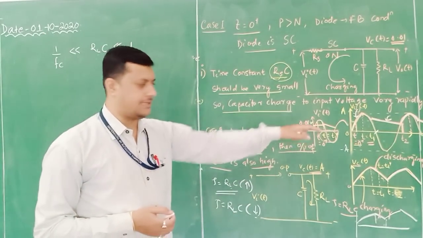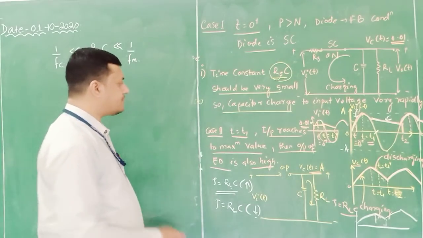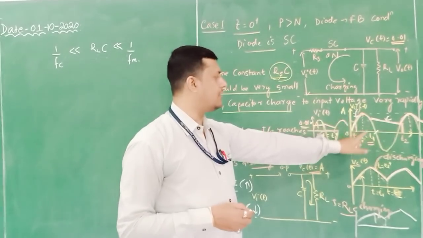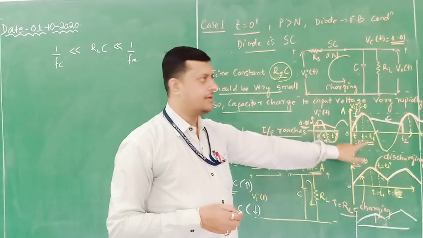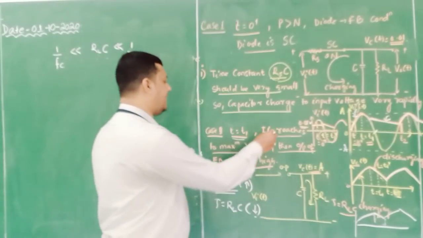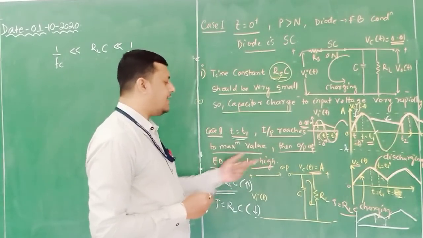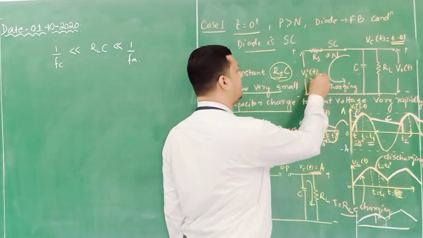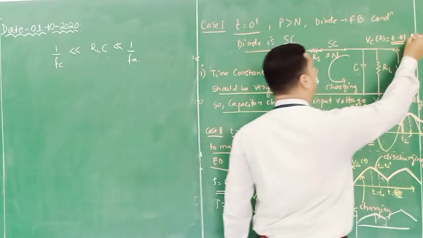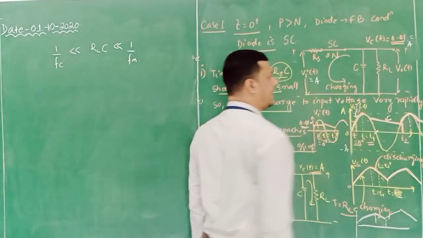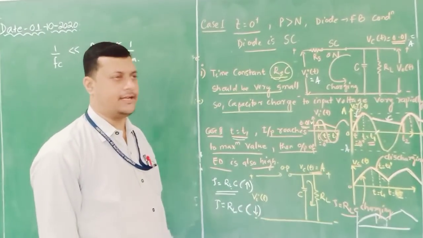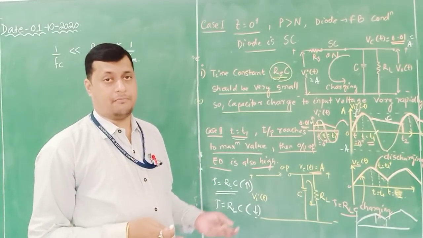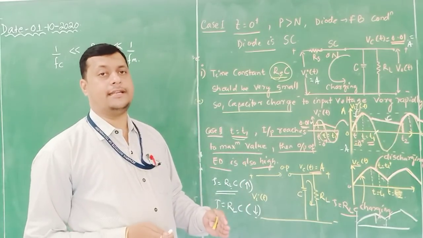So this is the first case. Now the second case: at t equals t1, it is a peak value. At the peak value, the input reaches the maximum value and the output also reaches the maximum value. That means the input is equal to A and Vc of t is also equal to A. So this is the maximum output we are getting at t equals t1. After getting this maximum point, again it comes down to the negative half cycle.